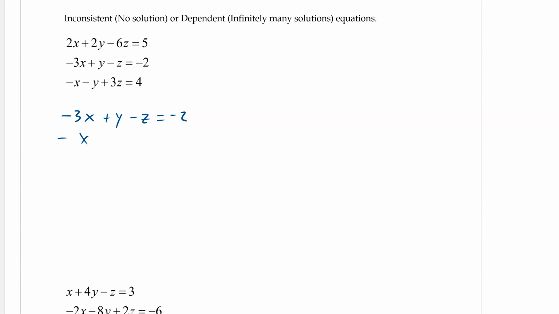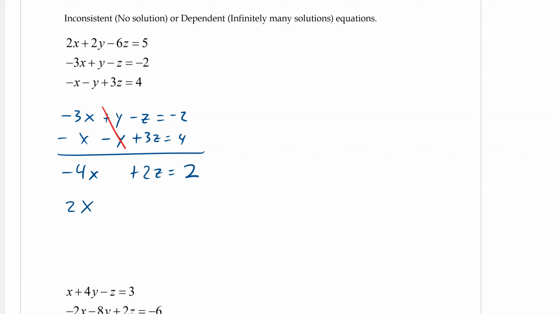The reason I'm picking this is the y's. The y's look beautiful because they're already ready to go. So if I add this up, they cancel, giving me negative 4x plus 2z equals 2. And so now I pick the top one, and I'm going to pick the bottom one as well. Remember, you have to pick all three to use them.